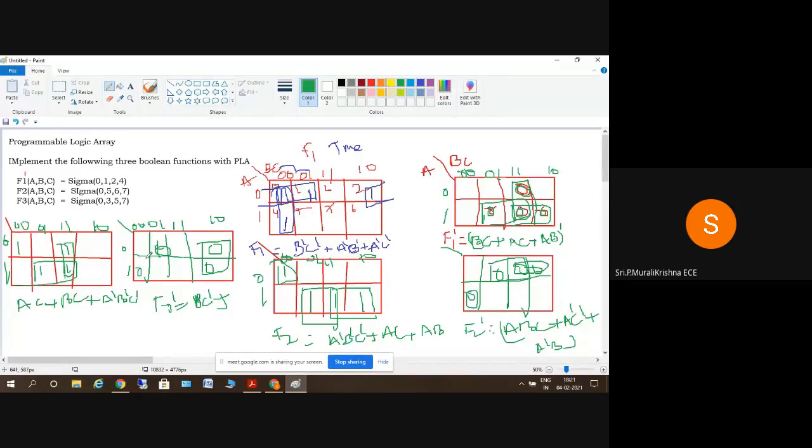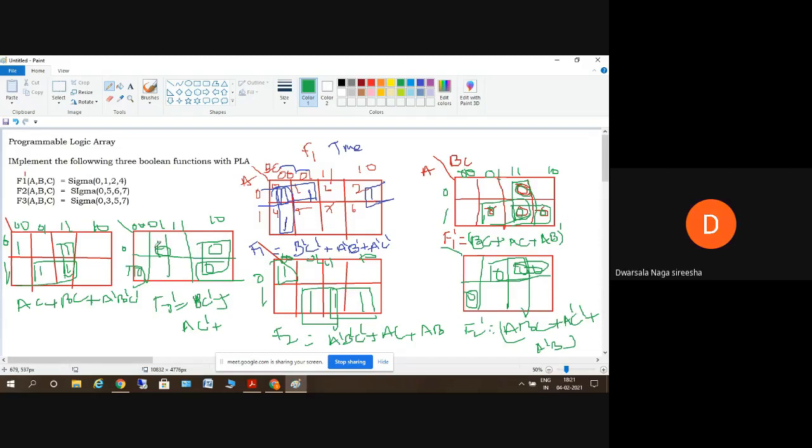Okay, so any other combinations possible here? So this one and this one, yeah, this one and this one. So what is this one and this one? It is A value and these two combinations will give C bar. So A C bar, right?